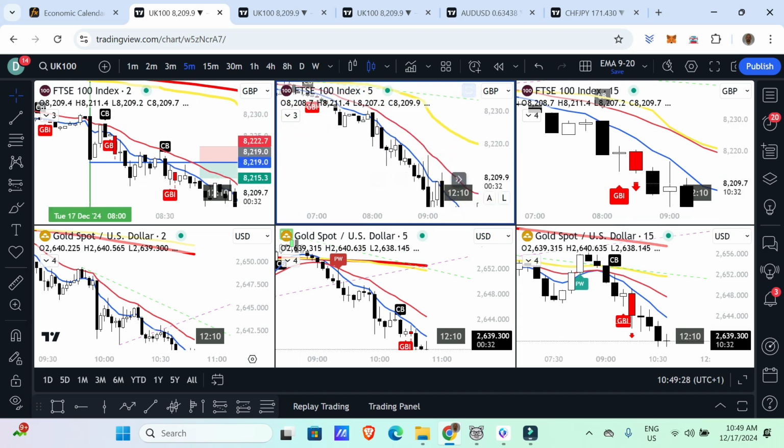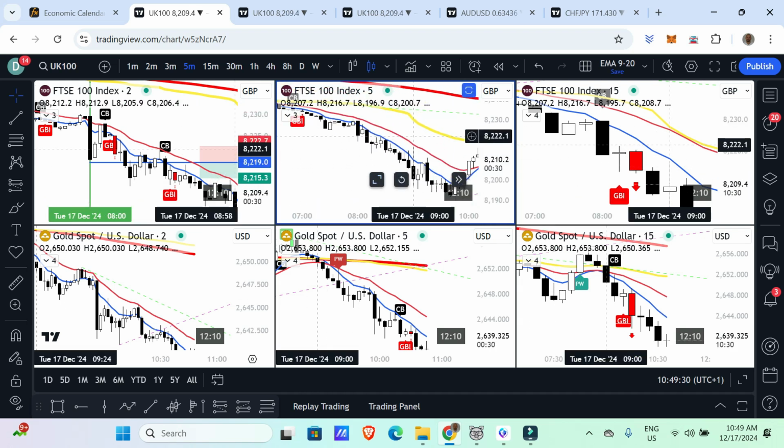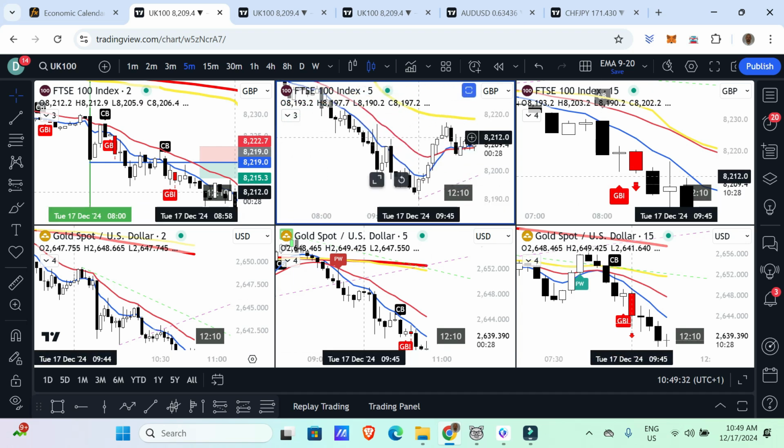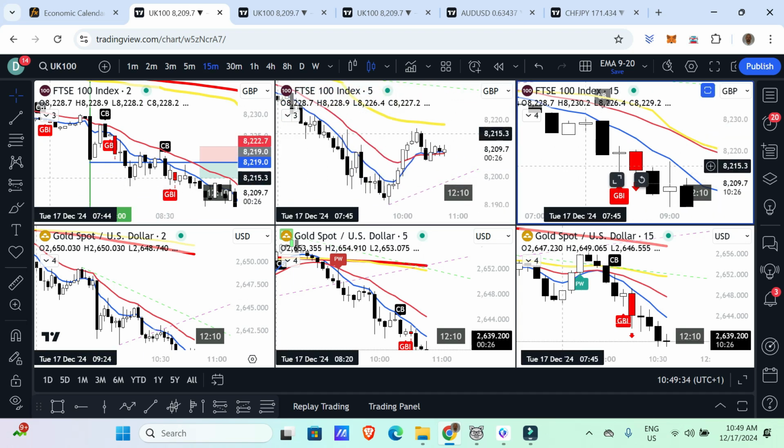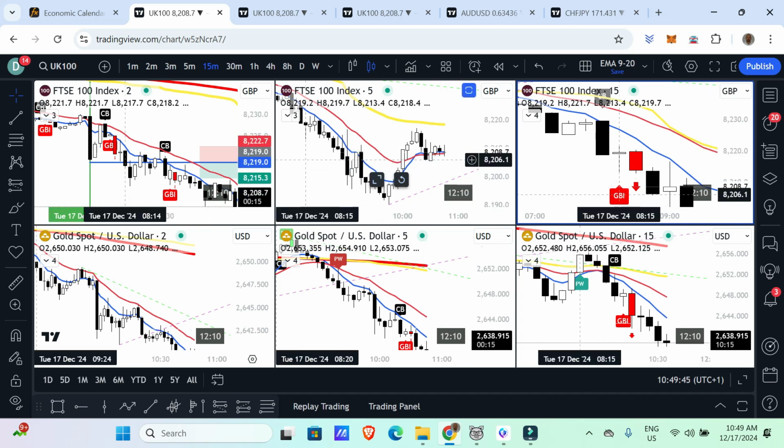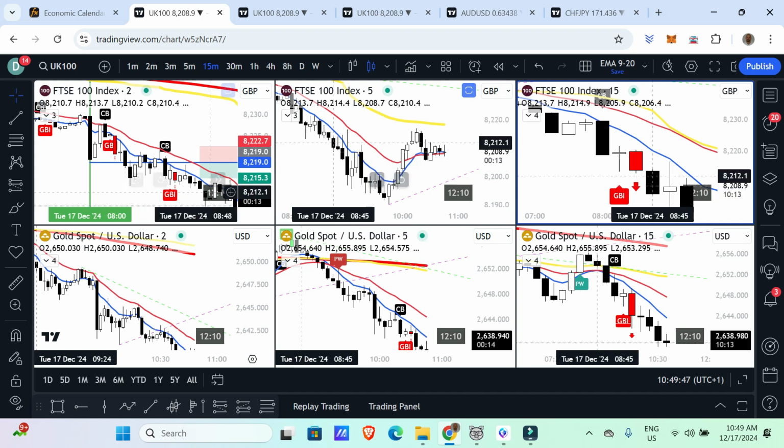But that's why we are observing the 2 minute, 5 minute, 15 minute, because sometimes on the 15 we get the GBI, RBI, but on the 5 not, and on the 2 yes. It's all helping us to make a decision. But the key is when you trade, you trade with the trend direction.